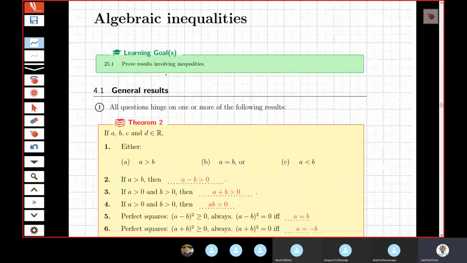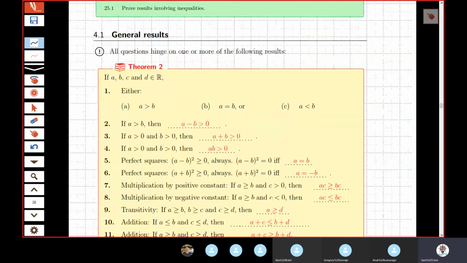All right. All questions hinge on one or more of the following results. Either that A is greater than B, A is equal to B, or A is less than B. So the idea would be if A is greater than B, then you can actually say that A take away B is greater than 0. Right? If A is greater than 0 and B is greater than 0, then you can actually also say A plus B is greater than 0. If A is greater than 0 and B is greater than 0, you can also say the product of these two things is greater than 0.